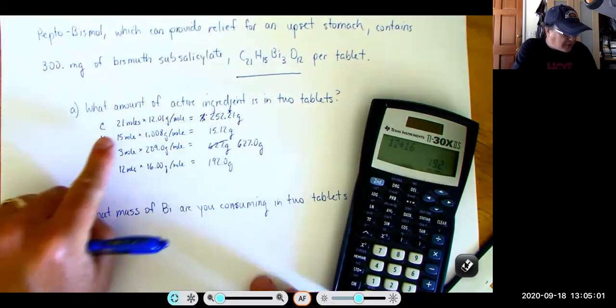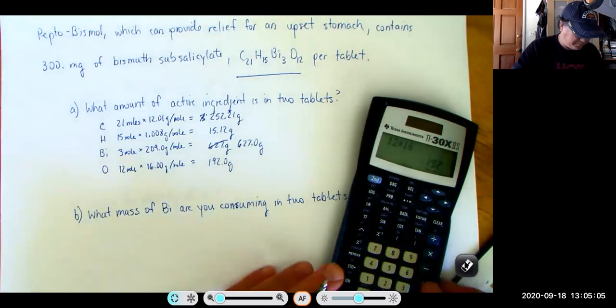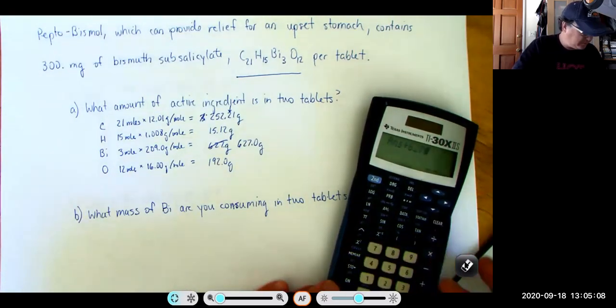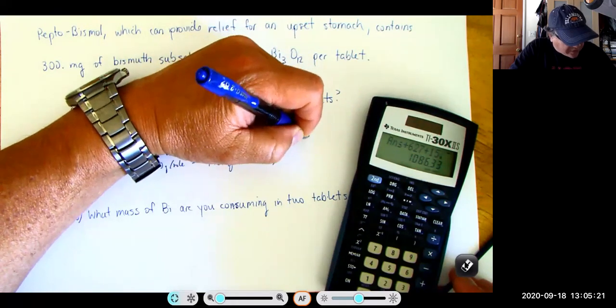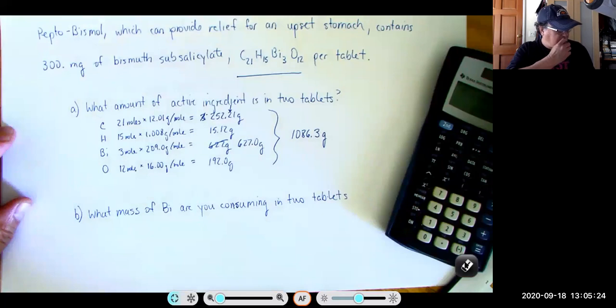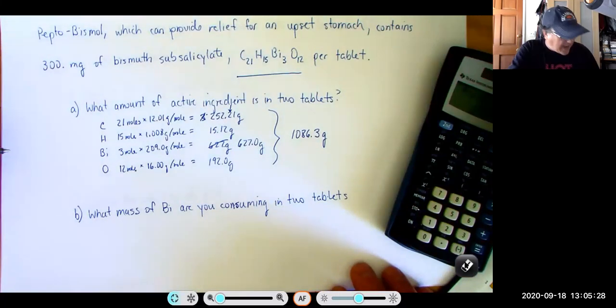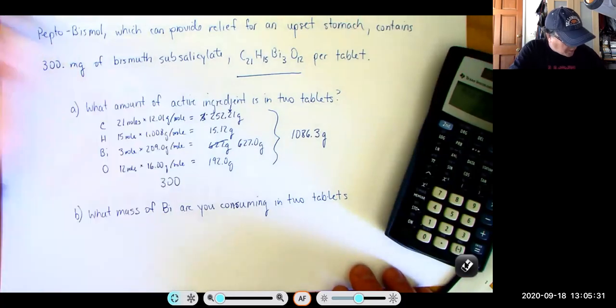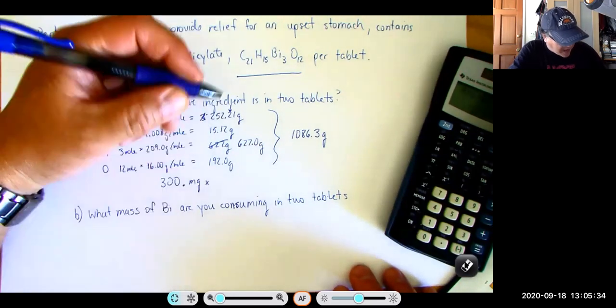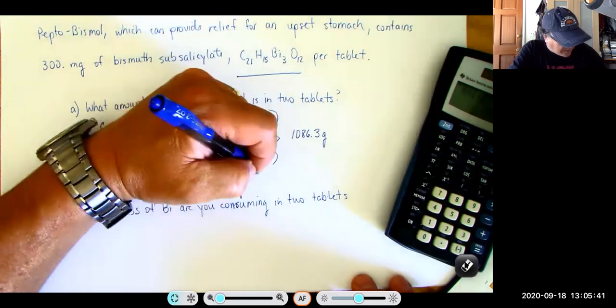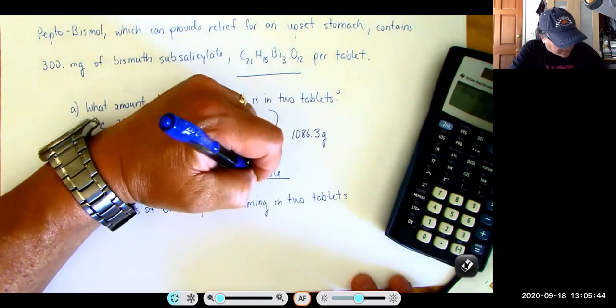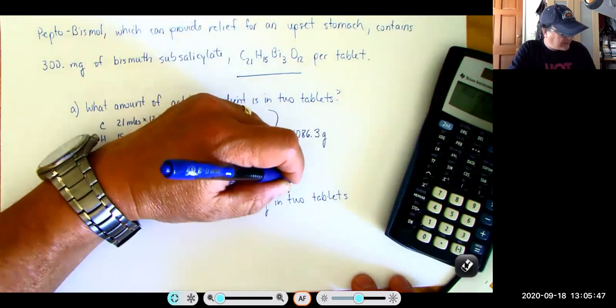So that means that when I add these all up, I'm going to round to the tenths. So I add these all up together and I get 1086.3 grams. So to figure out the active material per tablet, I'm going to take my 300 milligrams, multiply by 1 gram per 1,000 milligrams, and then multiply by 1 mole per 1086.3 grams. And that should give me the amount.